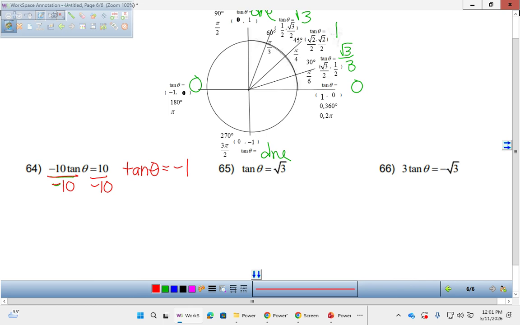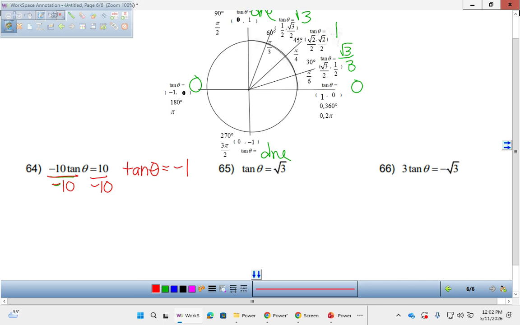I have to decide, is this a corner tangent? Because if it's a corner tangent, then there's no reference triangle, meaning there's no reference angle. Or is this a quadrant tangent? So I'm looking at my greens to find not -1, because that's not there, but the positive one. You okay with that so far? This is not a corner tangent. Corner tangents are 0 and does not exist, okay?